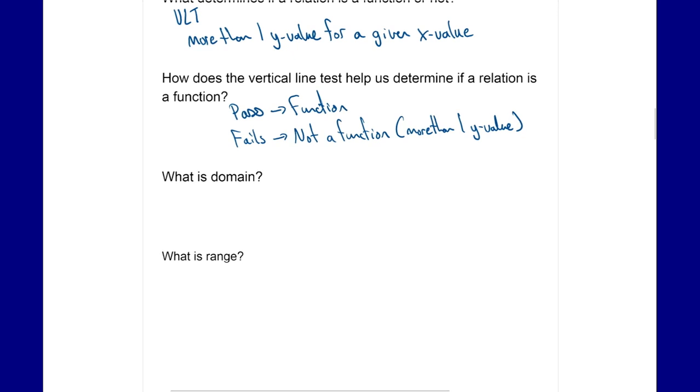What is domain? We did look at domain in the previous lesson. Domain refers to all the possible x values, and range refers to all the possible y values. So domain, all the possible x values. Range, all the possible y values.